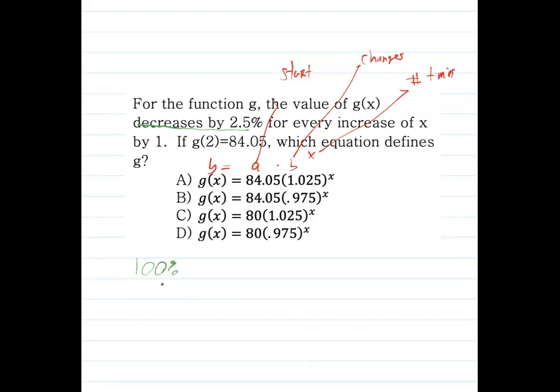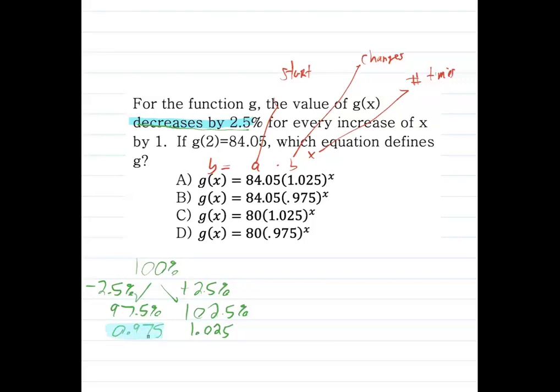That means that after it starts at 100, and in percents, numbers always do start at 100, if you were to add 2.5% from there or take away 2.5%, it would go up to 102.5% or down to 97.5%. And putting them both in decimal form, you get 1.025 or 0.975. So just to reiterate, if we're decreasing something by 2.5%, that's the same as multiplying it by 0.975. So we know that the answer is going to be answer choice B or D. So we can get rid of A and C.